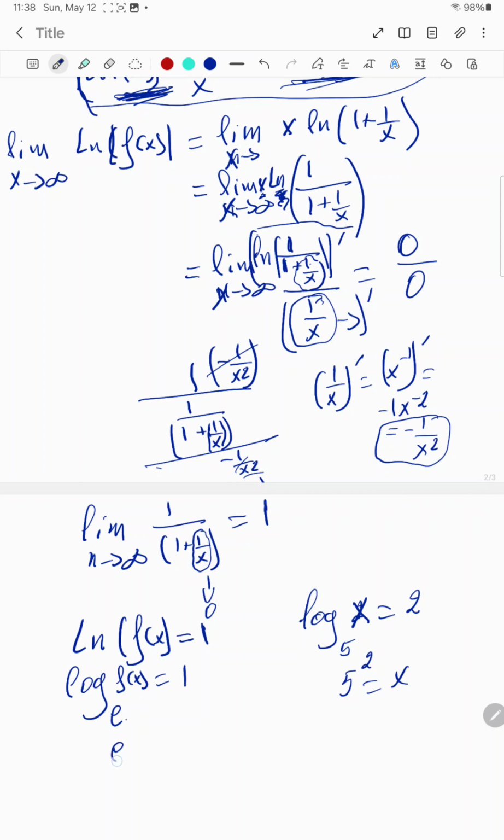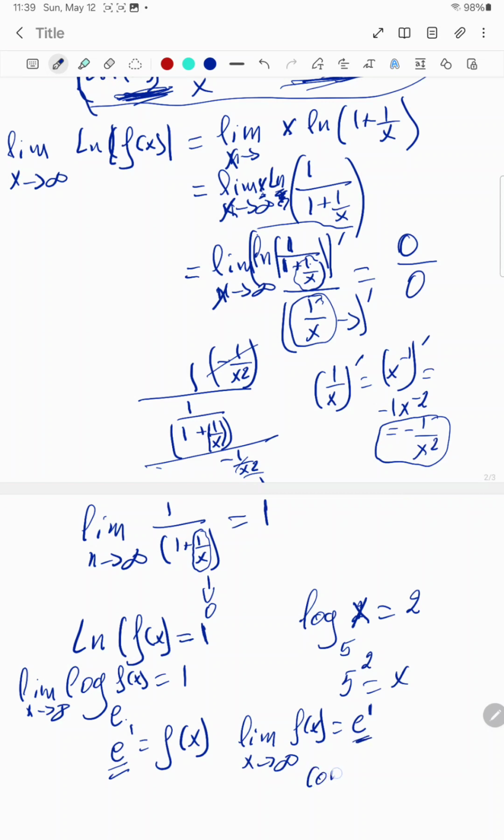And exactly the same thing here. e to the power of 1 is equal to f of x. So my limit here, when x goes to infinity, goes to e to the power of 1. So the limit when x goes to infinity of f of x is equal to e to the power of 1. And we say that this series converges toward e to the power of 1, which is e. So it converges to e.